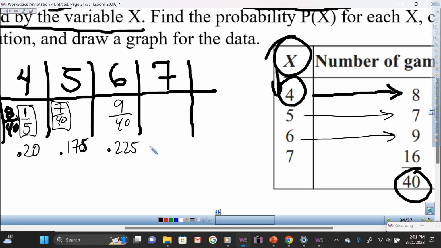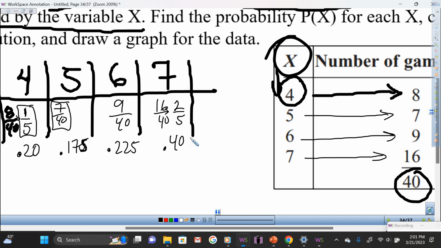And our last one, Jess, what do I write? 16/40. We can reduce that to what? To what? 2/5. Be nice. Wow. 2/5 is .40. Okay. Hands, have you got that?